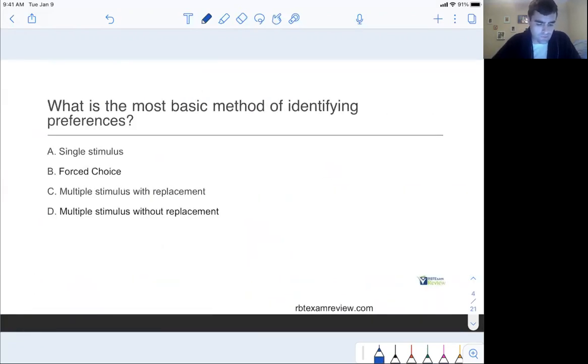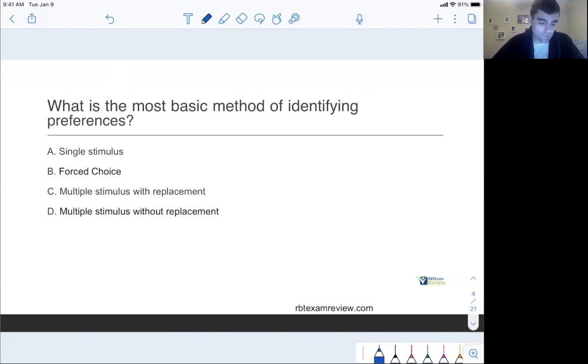Question 2. What is the most basic method of identifying preferences? So we're talking about preference assessments here. As an RBT, you'll be doing a lot of preference assessments, either throughout your sessions or initial preference assessments. So this one, we're asking about the most basic method. The method you would choose if your client is very young, if they have difficulty choosing between items, or if they don't have receptive instructions. This is the most basic method where you just need to figure out some way to identify what they like or what they don't like.